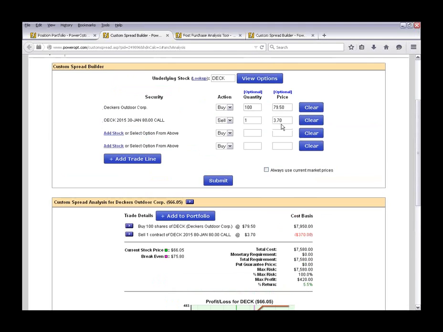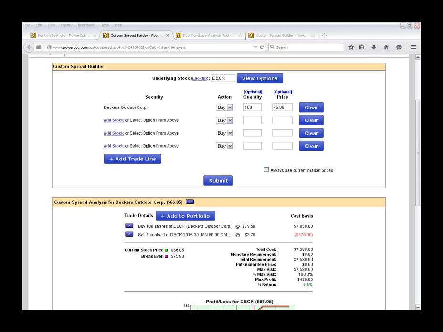Okay, so we let the call expire worthless. So what does that mean? Well, that means our cost on the stock would be reduced. So our $79.50 cost per share minus the $3.70 premium we kept would put us at a cost basis now of $75.80. And let's say with the $66 per share, let's say at some point today we could have bought another 100 shares at 66.